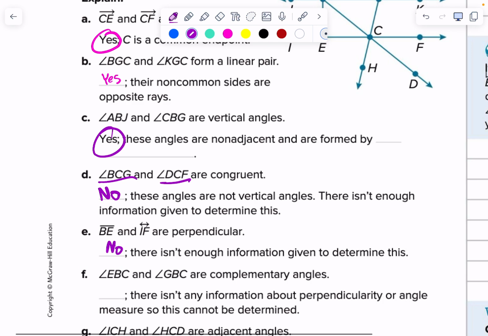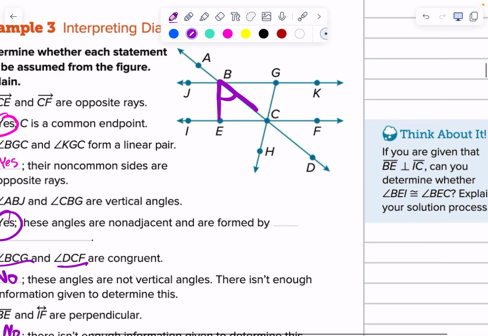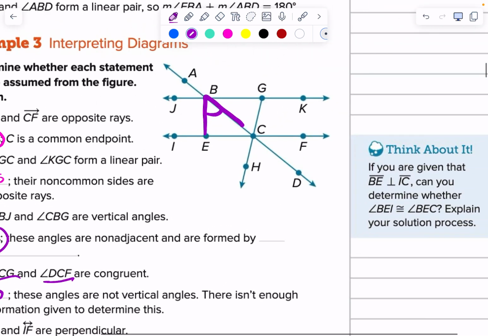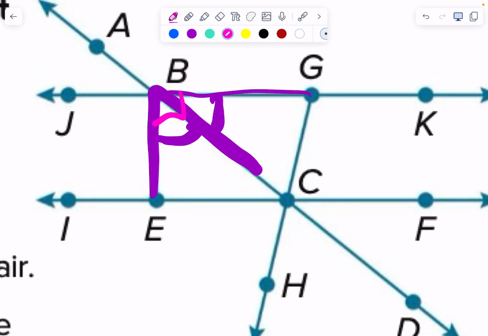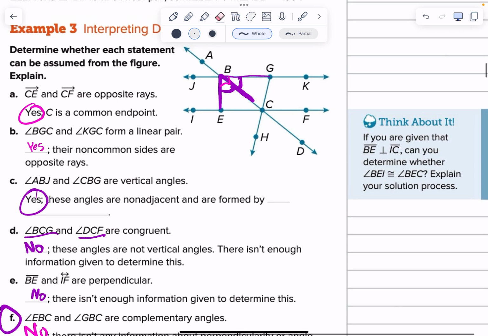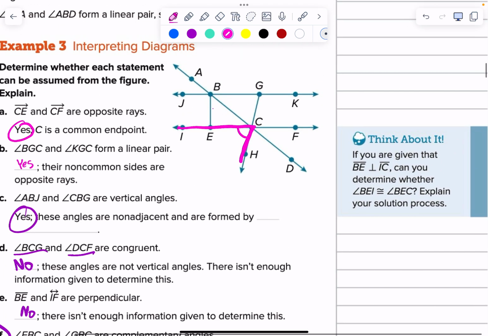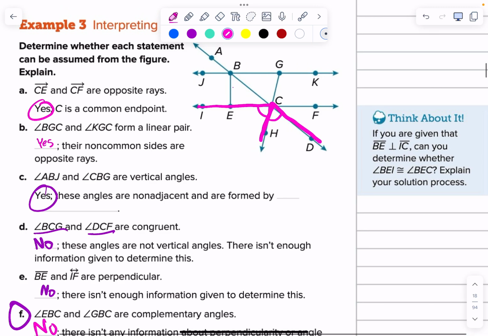EBC, stay with us. I'm on F. EBC, this angle right here, and GBC are complementary angles. Do I know for certain that these 2 angles add up to be 90 degrees? No, because there's no box in this corner. I don't know that that's a 90 degree angle, so no. Okay, on G, we have 2 left. ICH, this angle right here, and HCD. Are they adjacent? Meaning, do they share a vertex and a side? Yes, they do.